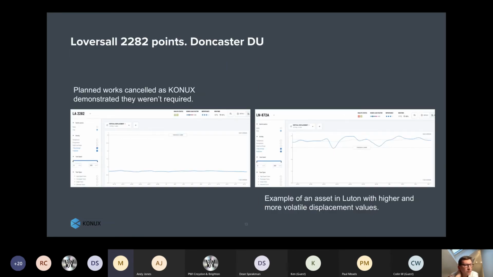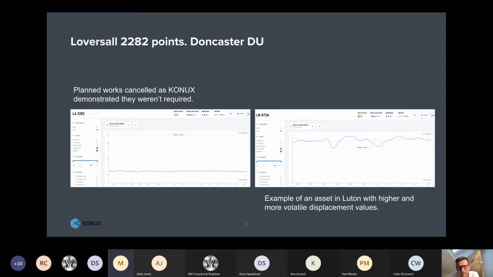And here's an example we did again. Doncaster DU and Luton DU, where our initial assets were fitted. On the left-hand side, there was planned works, hand tamping planned for this particular switch. The ATME reviewed the Connaught system and made the decision that that wasn't required. So I guess sent the gang somewhere else, so we're doing something more productive.